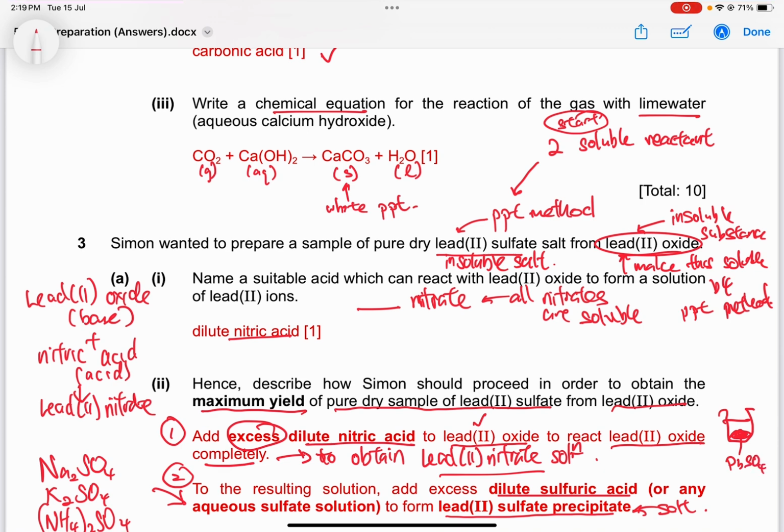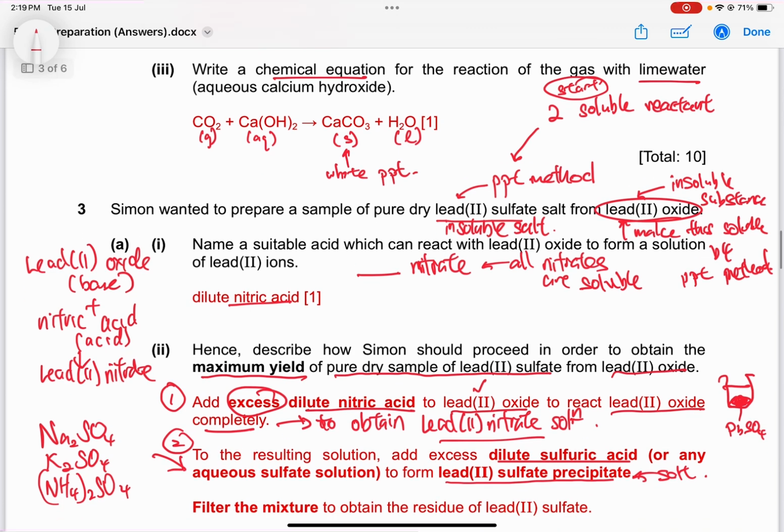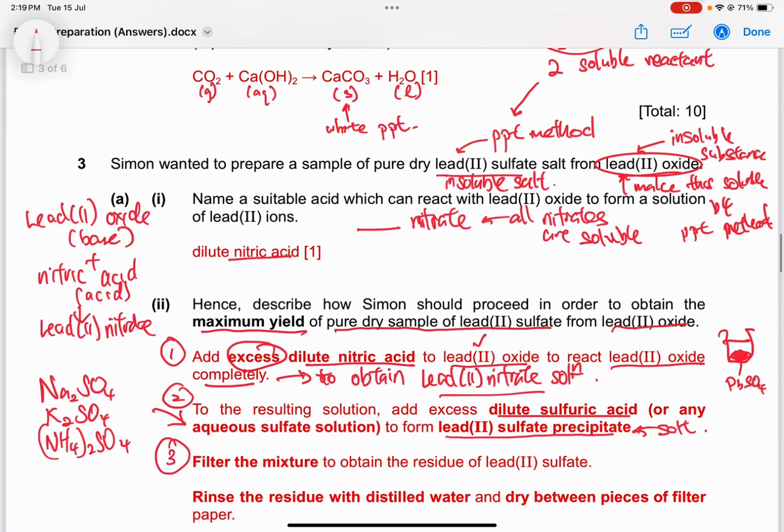So how can I get my lead(II) sulfate out? If it's a solid in a solution, the next step obviously is to filter. So you'll filter the mixture to obtain the residue, which is your lead(II) sulfate precipitate. And the last step is to rinse with distilled water and then dry with pieces of filter paper.